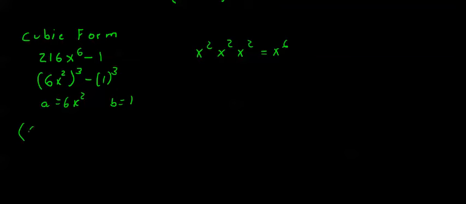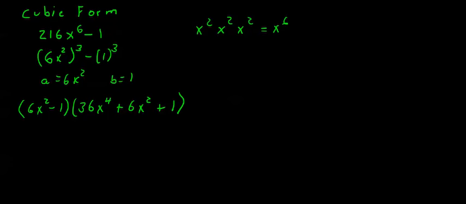A minus b, 6x squared minus 1, a squared, 36x to the 4th, plus ab, plus b squared. And we have 1 when we square that. All right? Very, very simple. Just like we've been doing, it just looks a little different. All right, let's look at one more problem. It's going to be in quadratic form, but it's going to combine things.